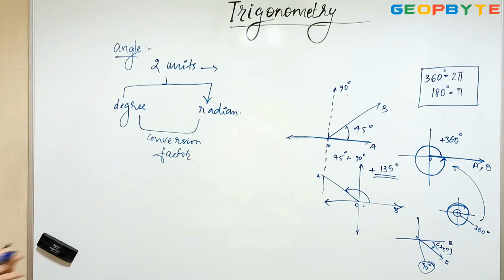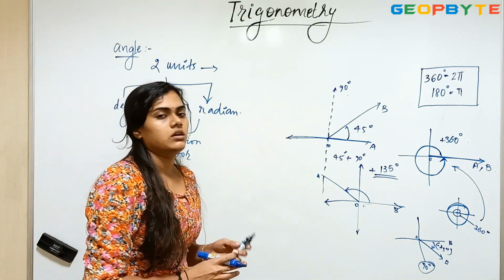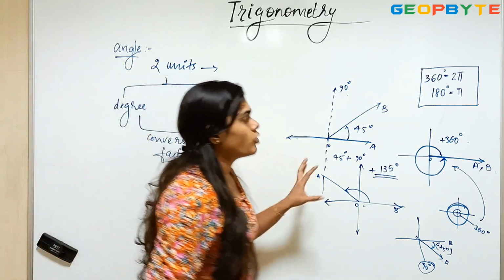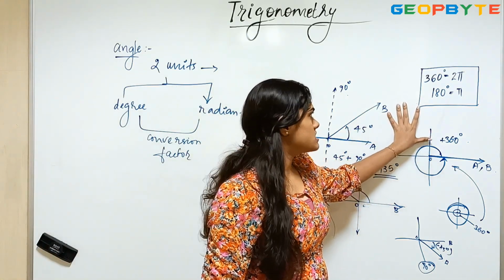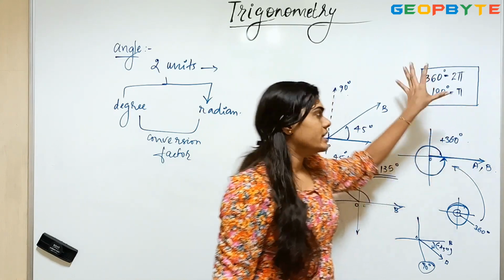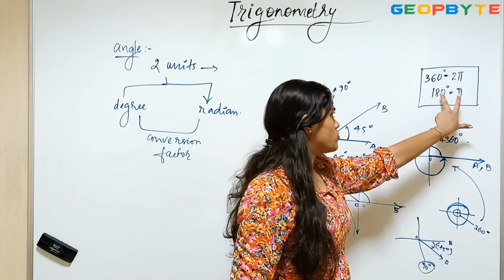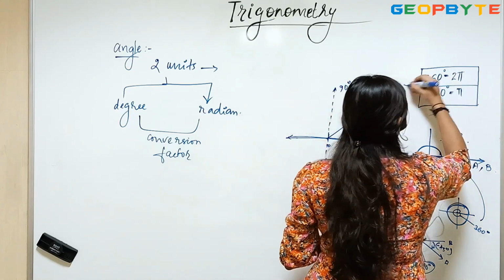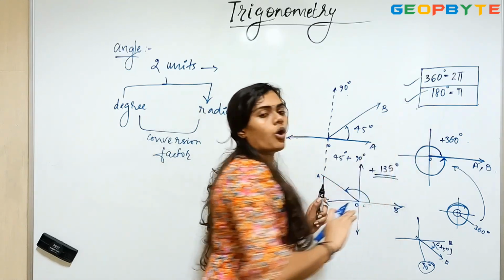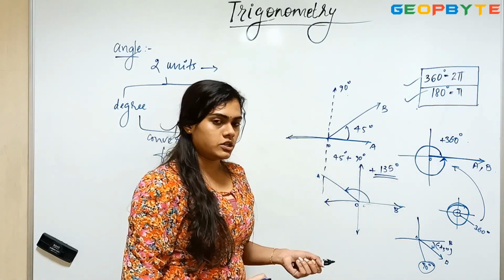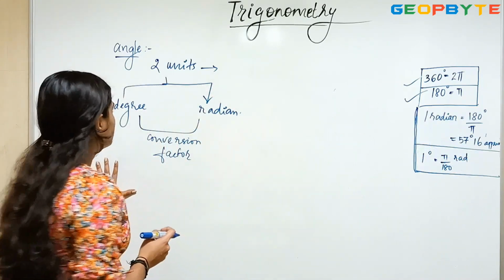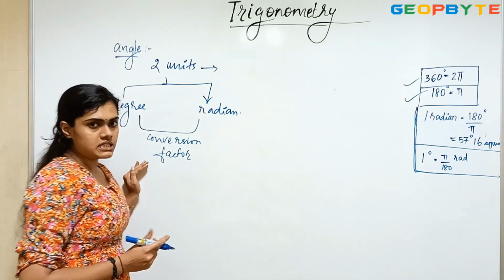Now we'll come to the conversion factor, degrees and radians. The basic thing we have to keep in mind is 360 degrees is equal to 2 pi, or 180 degrees is equal to pi. If either one of these is kept in mind, you can convert all angles very easily from degree to radian and radian to degree.